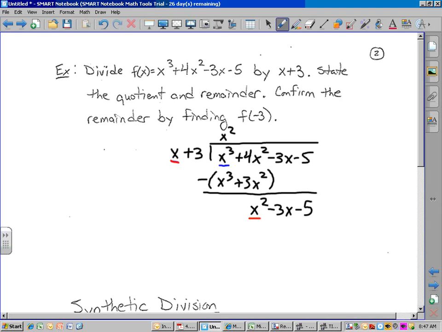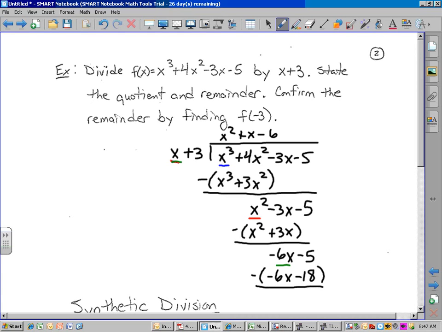What do we multiply x by to get x squared? That's a positive x. x squared plus 3x. And then we subtract. x squared minus x squared is gone. Negative 3 minus 3 is negative 6x minus 5. What do we multiply x by to get negative 6x? Well, negative 6. We get negative 6x minus 18. Subtracting, we get negative 5 plus 18, which would be a 13. So our quotient, q of x, is x squared plus x minus 6. The remainder is 13.